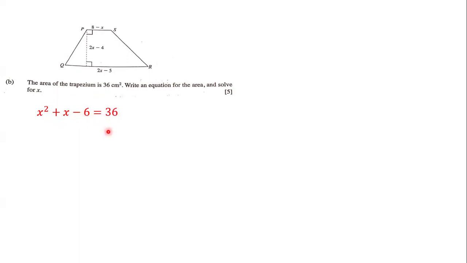trapezium. And so what we have is this 36, which we're going to send over the equal sign. When we send it over the equal sign, if it's a positive 36, it becomes a negative 36. And so we have x squared plus x minus 6 minus 36. Then we say negative 6 minus 36, and that gives us negative 42. And so we have x squared plus x minus 42 is equal to 0. And this right here is a quadratic equation.